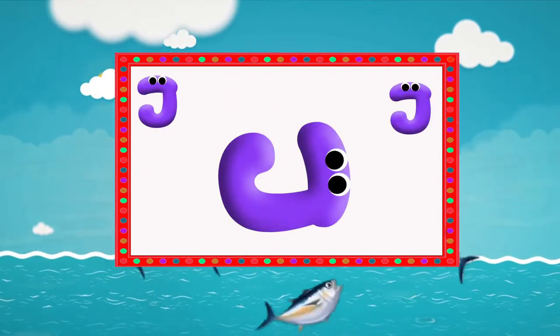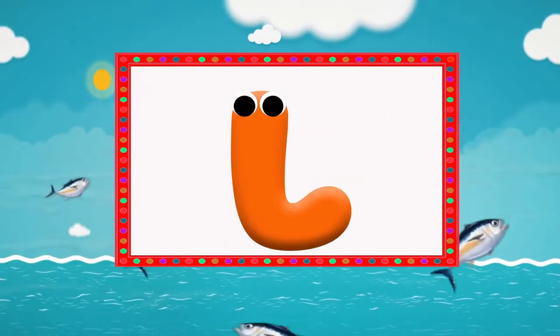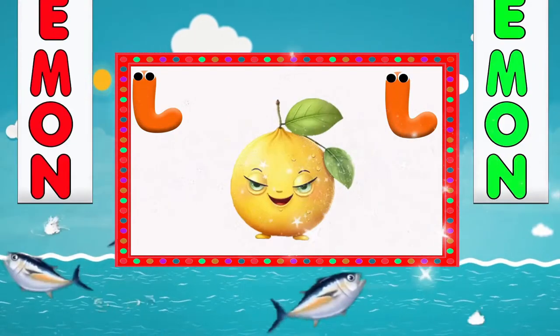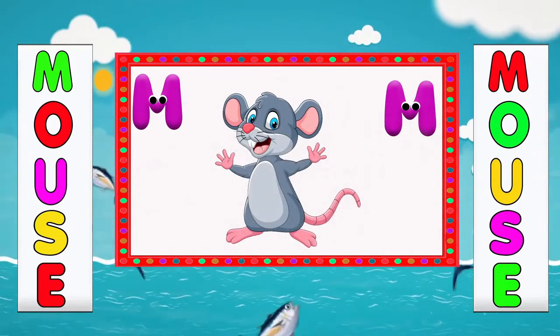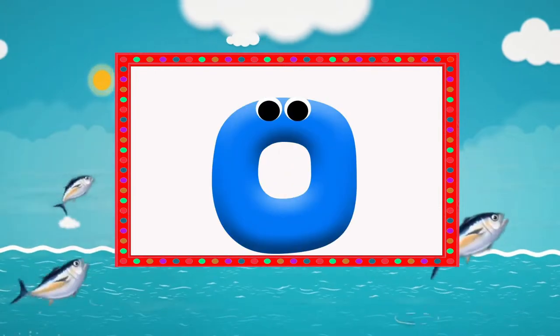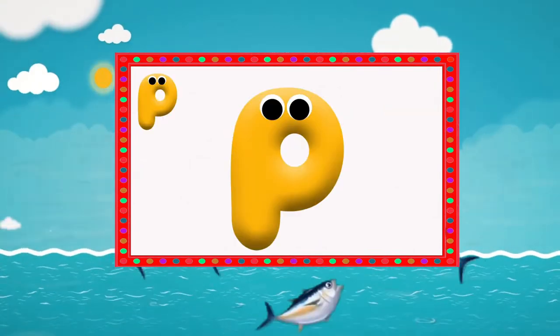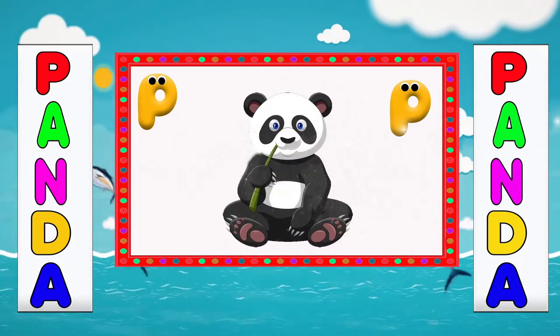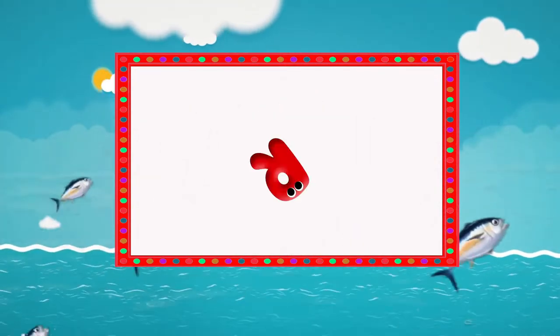J for jeep. K for key. L for lemon. M for mouse. N for notebook. O for owl. P for panda. Q for queens. R for rat.